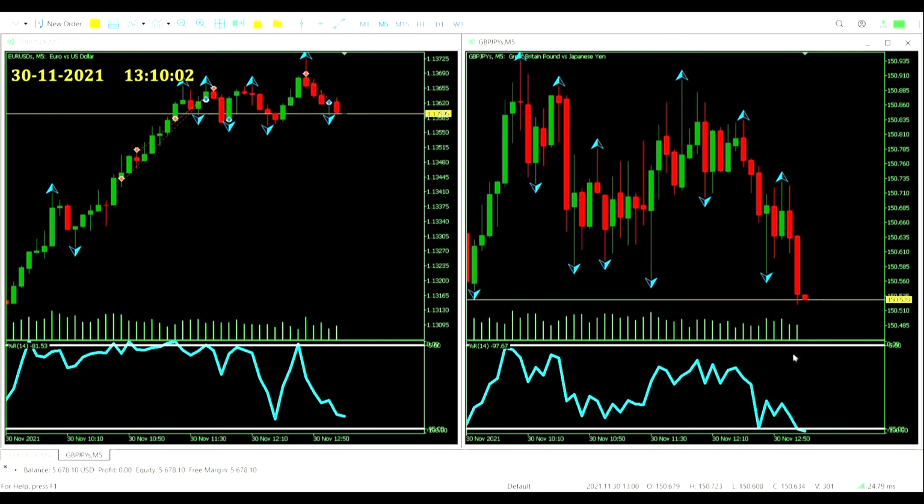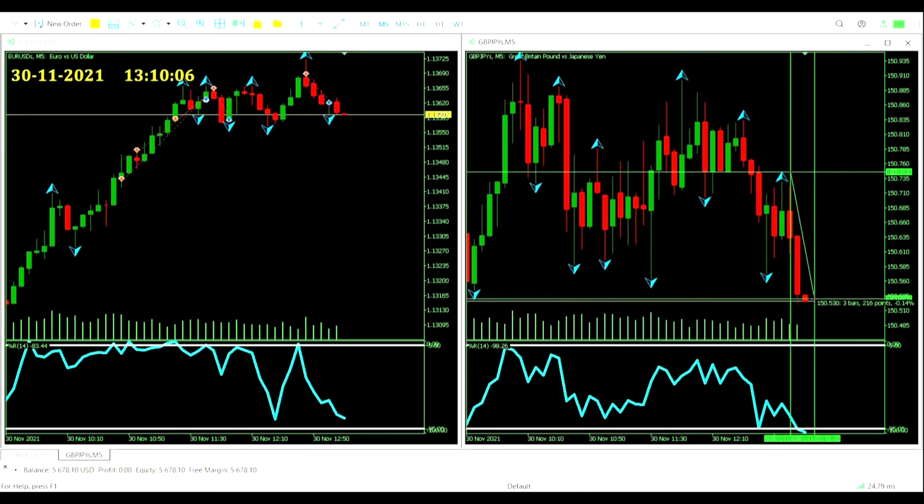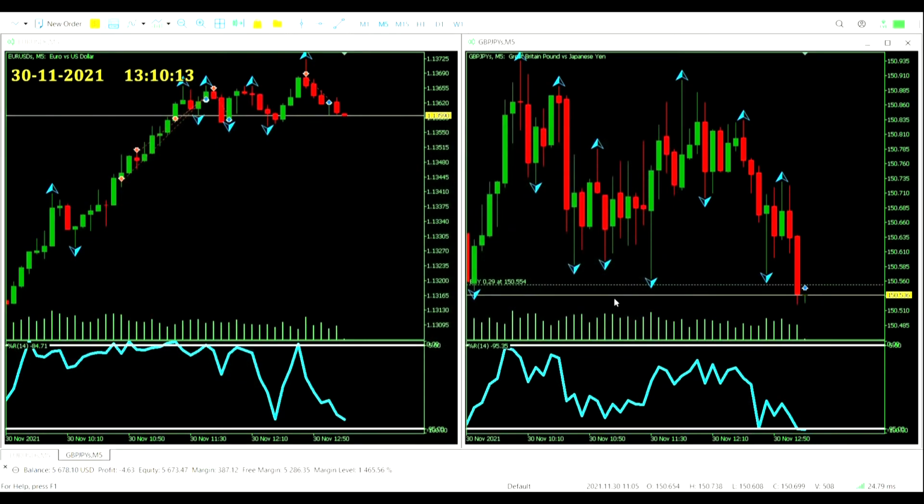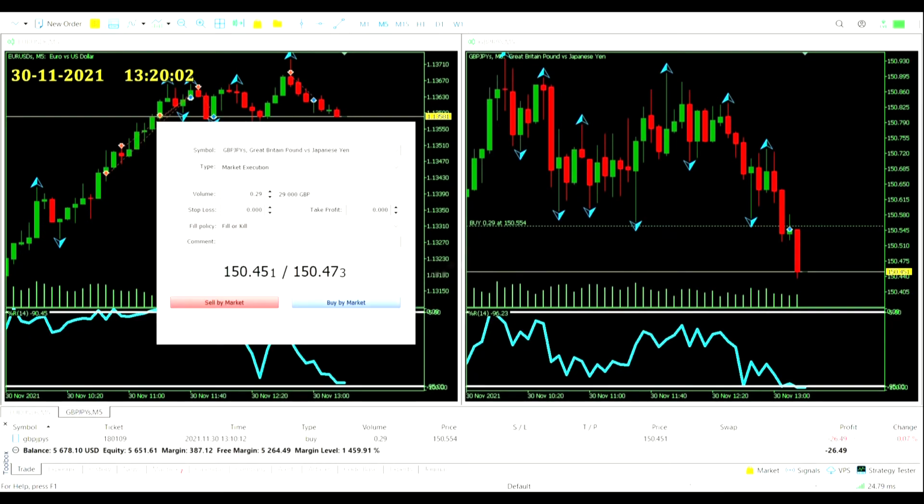We do get an oversold signal come through on the Great British Pound Japanese yen. We've measured that risk out as 22 pips. So let's jump in the trade at 0.29 lots. We are on the pound yen, and we are going to buy. Here comes the double down as the move continues.